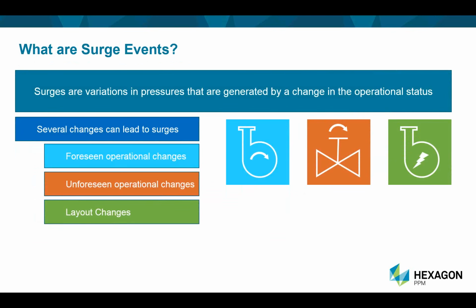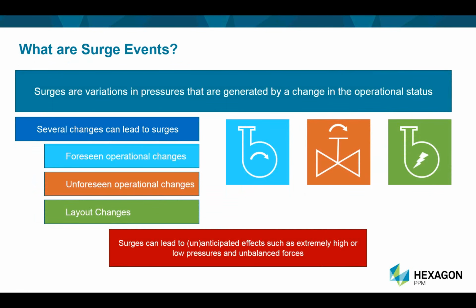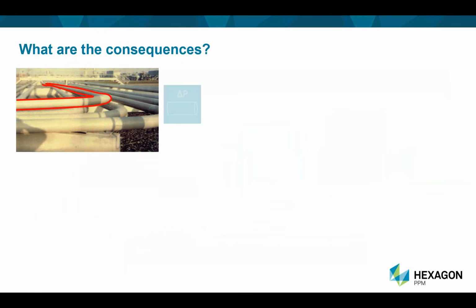Or additionally, changes to the layout of the piping system could also cause a surge event. But whatever it is that causes a surge event, these events can lead to unanticipated effects, such as extremely high or extremely low pressures in our piping system, or unbalanced forces, which can lead to pipe movement. So what are the consequences of these types of surge events? Well, changes in pressure can lead to pressure differentials, but in particular on long straight runs, which can cause large unbalanced loads leading to pipe movement.